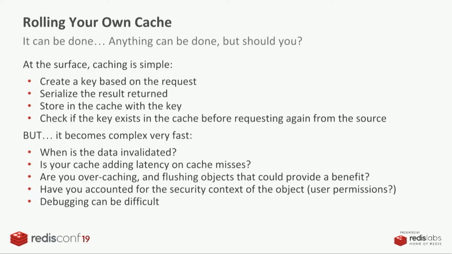Okay, why shouldn't you roll your own? Well, you're gonna get into problems. What happens if the data in the back end changes? Well, now you have to know which objects were affected by that change, and you're gonna have to invalidate those.